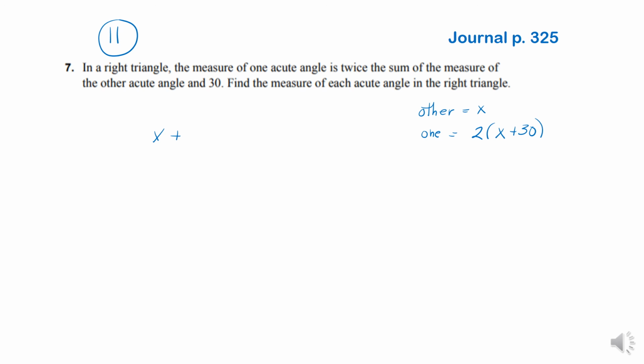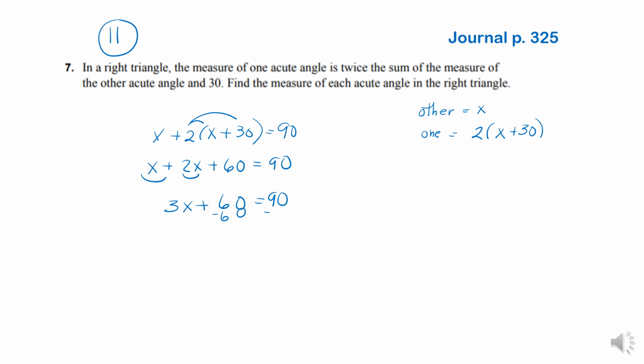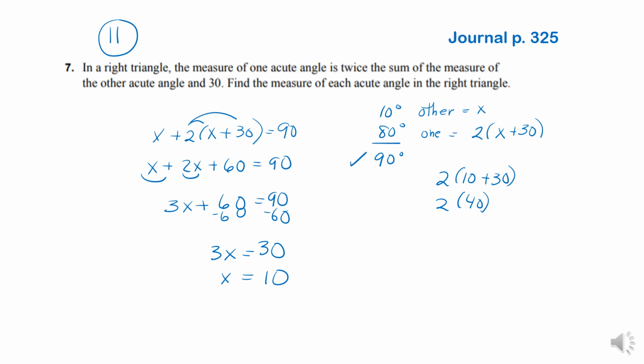So now, since it's a right angle, I know that these are complementary. So I'm going to go x plus 2 times x plus 30 equals 90. I'm going to distribute, don't forget to distribute: x plus 2x plus 60 equals 90. Combine your like terms. I get 3x plus 60 equals 90. Subtract 60 from both sides. I get 3x equals 30. So x equals 10. So the other angle is 10 degrees. And then this one would be 2 times 10 plus 30, which is 2 times 40. And that one would be 80 degrees. And again, I check, and they do add up to 90 degrees. So that should help you get through the homework.